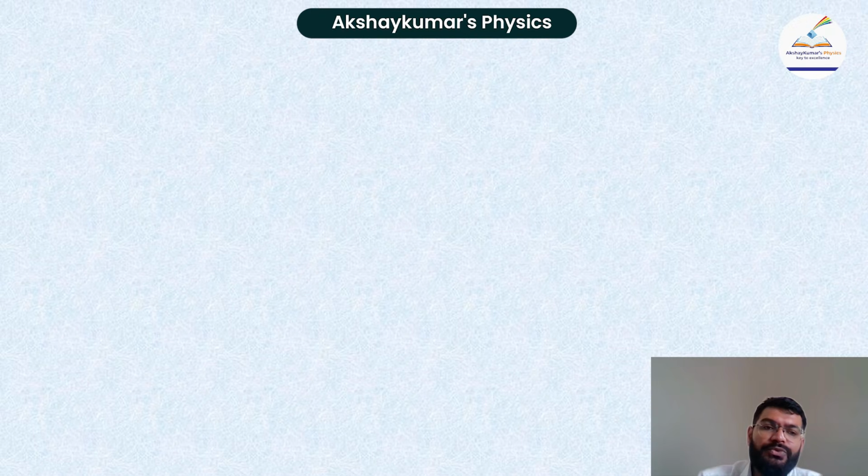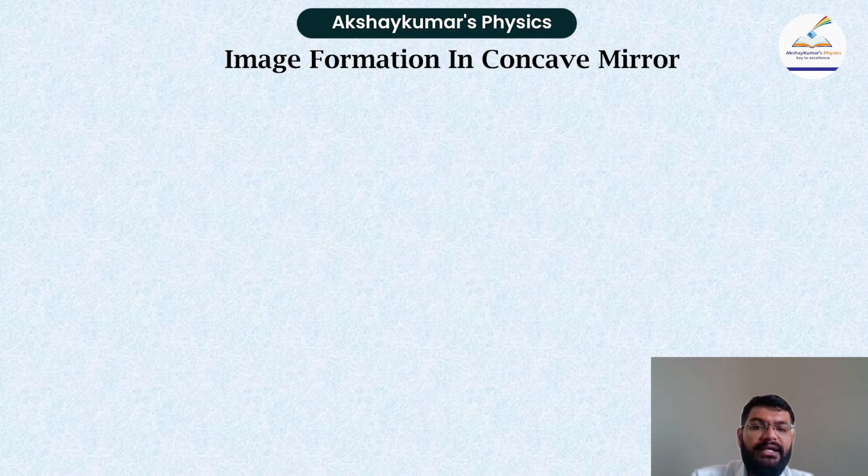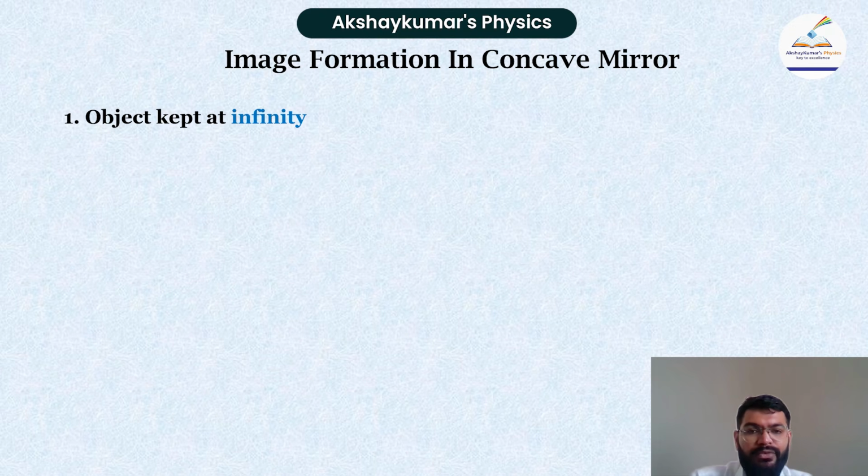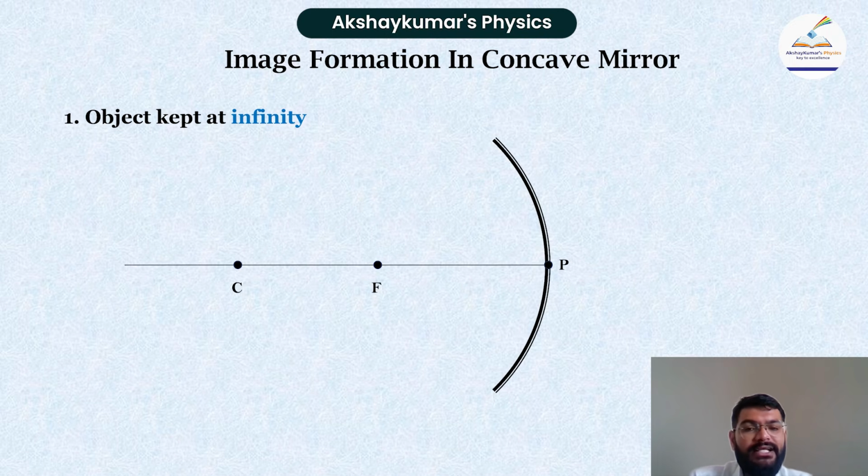Now we will move towards the actual image formation in a concave mirror. अपने को चारों में से कोई भी दो रूल चाहिए जिससे अपन इमेज बना सकते हैं. तो पहले जो इमेज फॉर्मेशन है, that is when the object is kept at infinity. Now this is your concave mirror where focus, principal axis, pole and center of curvature are located. When we are talking about object at infinity, इसका मतलब है ऑब्जेक्ट बहुत ही दूर है मिरर से.